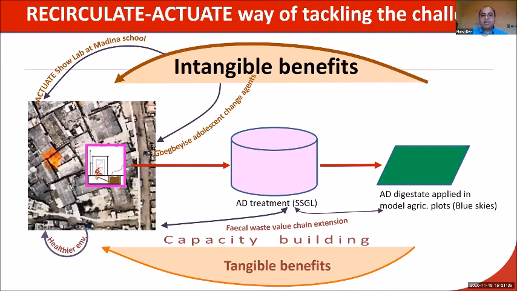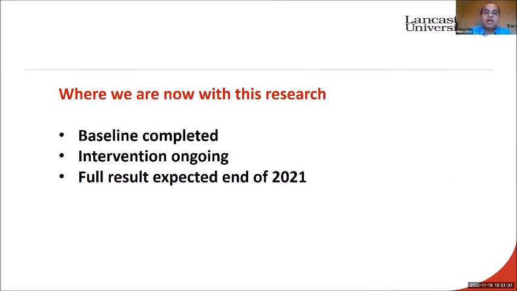So I'll be closing here, with where we are now on this research. As I just presented, the baseline we have completed. The intervention is ongoing, meaning that working with those kids, the adolescent girls and the industries is ongoing. We should be able to tell you whether the battle is actually winnable by the end of 2021.